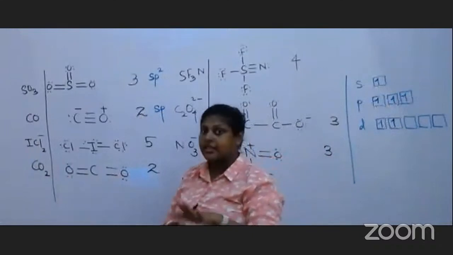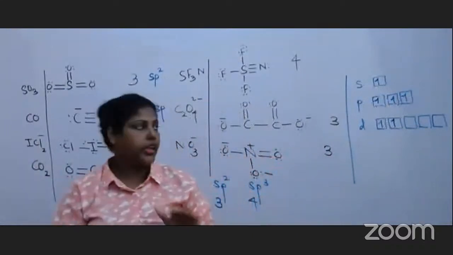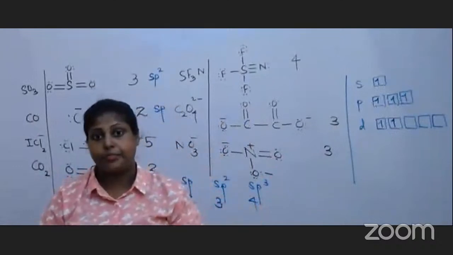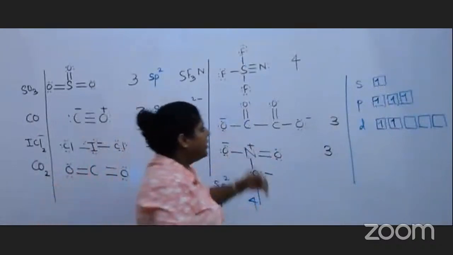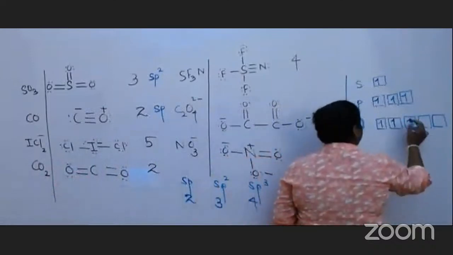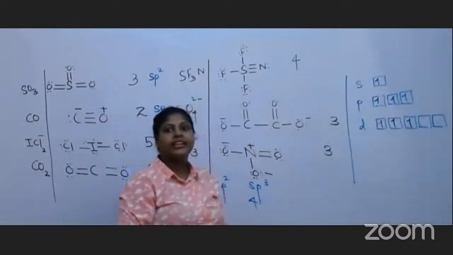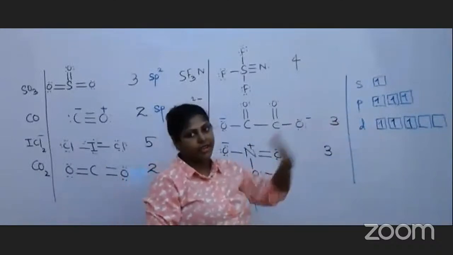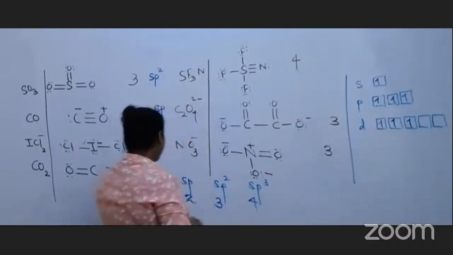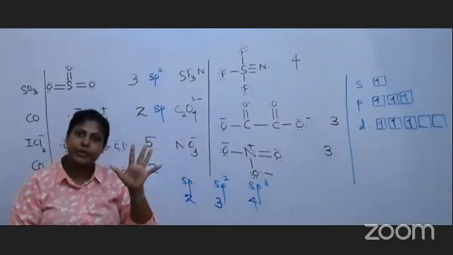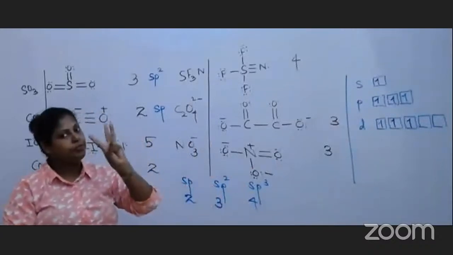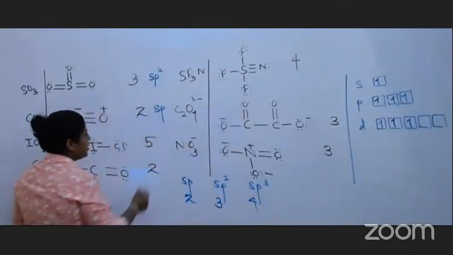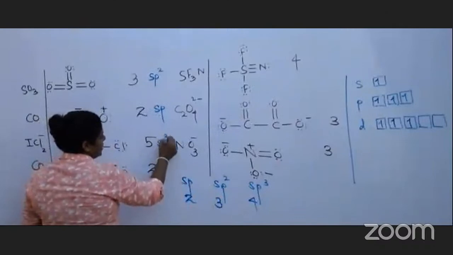When you have 6 VSEPRs, it should have sp3d2. Right? Then when we have more than that, sp3d3, sp3d4, sp3d5. Okay. So when we have 5 VSEPRs, 1 goes to S, 3 goes to P, the remaining 1 goes to D. Therefore, hybridization is sp3d.